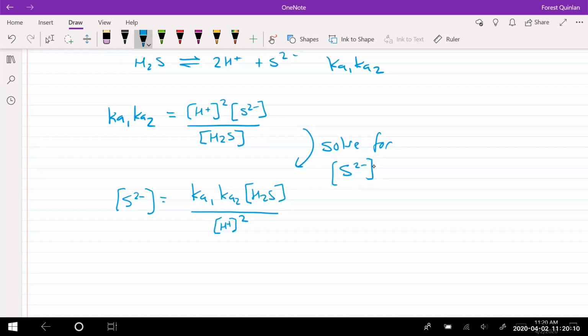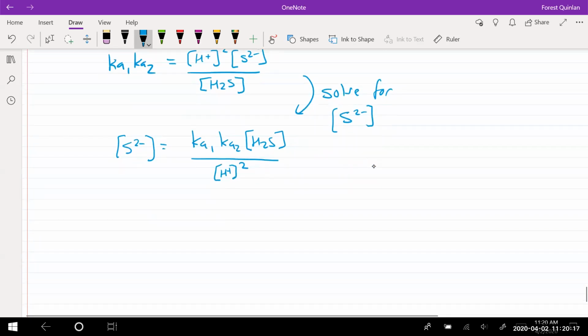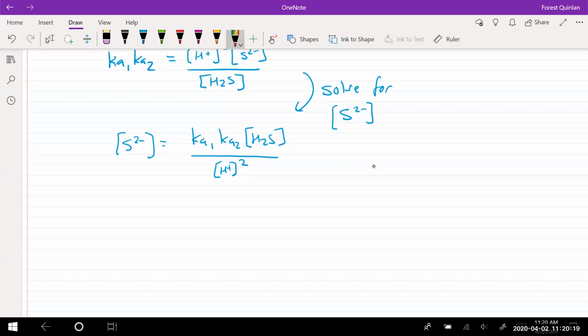Now, this is where it gets kind of cool. Because if you look at this, everything up here is just a number. Ka1 and Ka2 were just values, and we just proved that H2S was 0.1. It's just a number. You guys with me? That's not a variable. Yep.